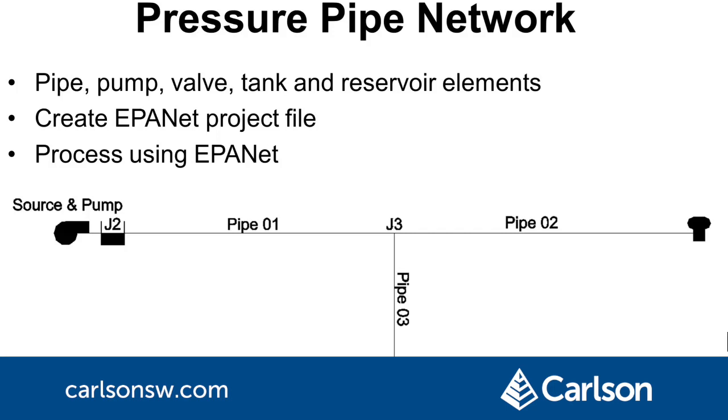Pressure Pipe Networks is a new model in this release. This model includes pipes, pumps, valves, tanks, and reservoirs. You can output the model data to an EPA-NET project file. You can also process the model using EPA-NET directly in the program.